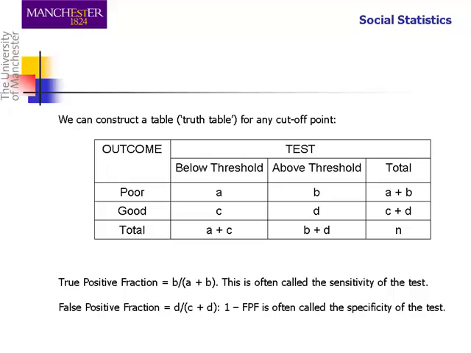But we also have the false positive fraction. These are cases who score above the threshold but actually have a good outcome, divided by the total number of good outcomes. And if we subtract that false positive fraction from 1, we have what's often called the specificity of the test. So we've got these two situations: the sensitivity of the test, in other words, the extent to which we really do pick up the cases with our risk score, and the specificity, which is the complement of the situation where we make mistakes in terms of false positives.